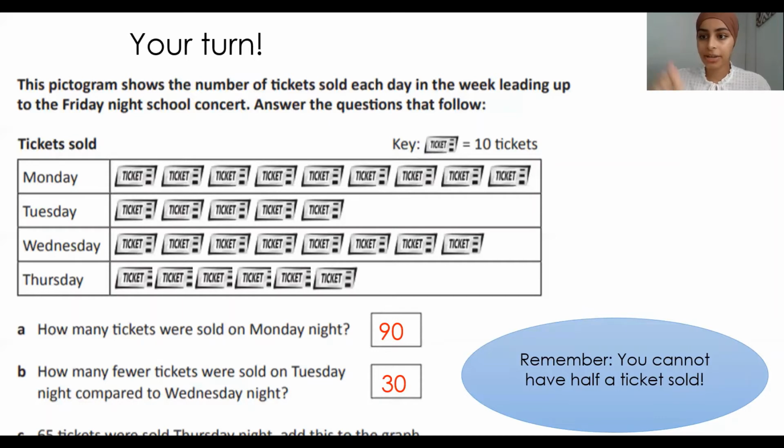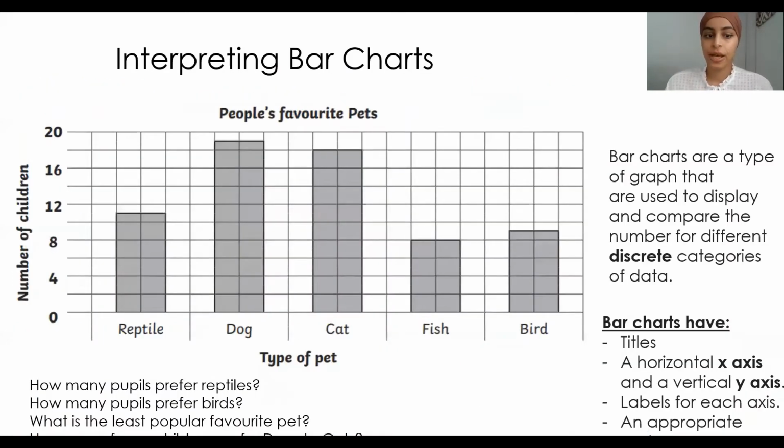And we've got a little fact here at the bottom that says, remember, you cannot have half a ticket. So we can draw the image to represent half, but the value doesn't represent half. The data is actually 5, isn't it? So we've got 5 tickets that have been sold. So if you've drawn 6 whole tickets and half a ticket, that is correct. Well done. Okay, now we're moving on to some bar charts.